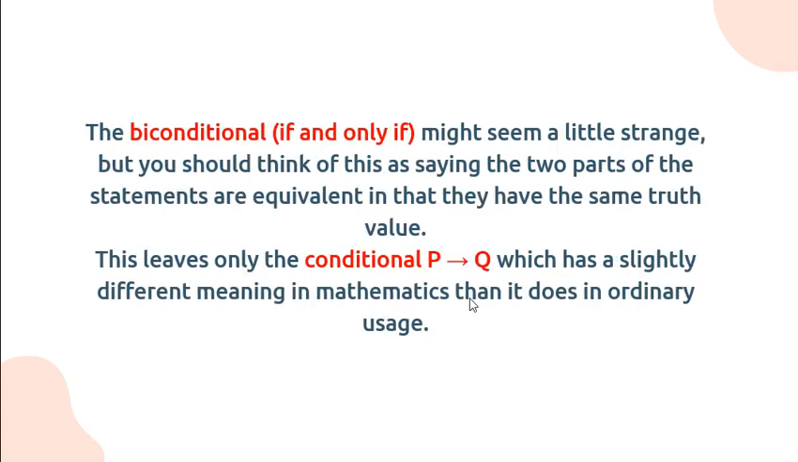The biconditional if and only if might seem a little strange, but you should think of this as saying the two parts of the statement are equivalent in that they have the same truth value. So whatever the value of A is, if it is true, then B should also be true. So this leaves only the conditional, if P then Q, which has a slightly different meaning in mathematics than it does in ordinary usage. Okay?